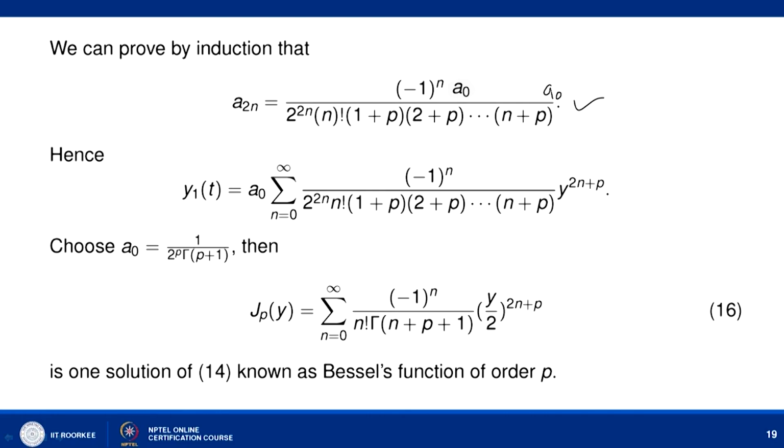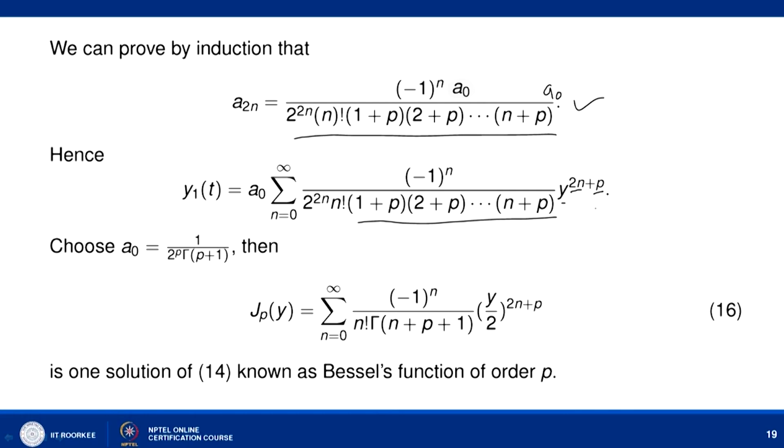Once we have a2n, we can write down our solution as y1(t) equal to a0 summation n equal to 0 to infinity, (−1)ⁿ upon 2^(2n) n! (1 + p)(2 + p) up to (n + p), times t to the power r + 2n, where r is p here. So y1(t) is given as this.